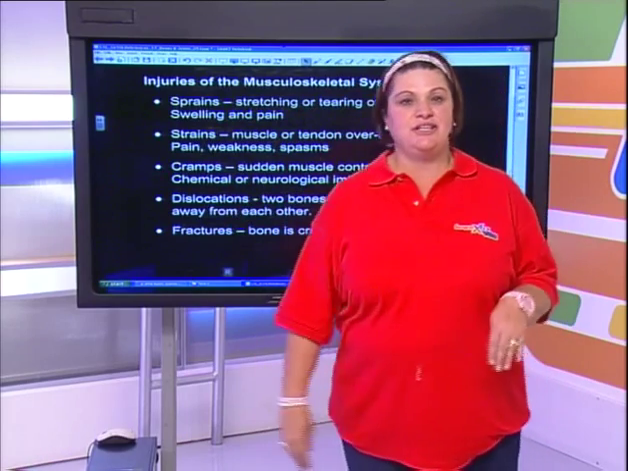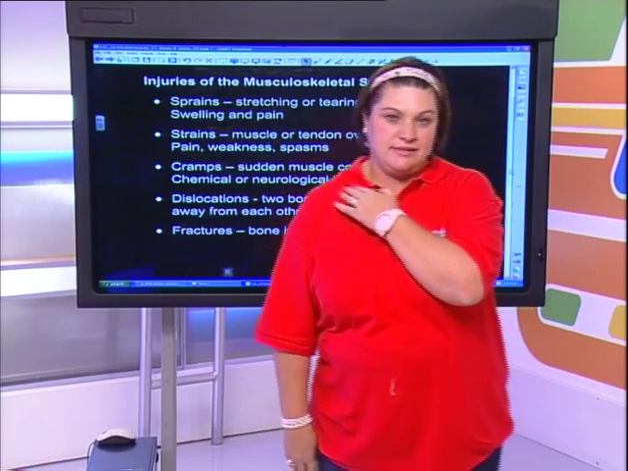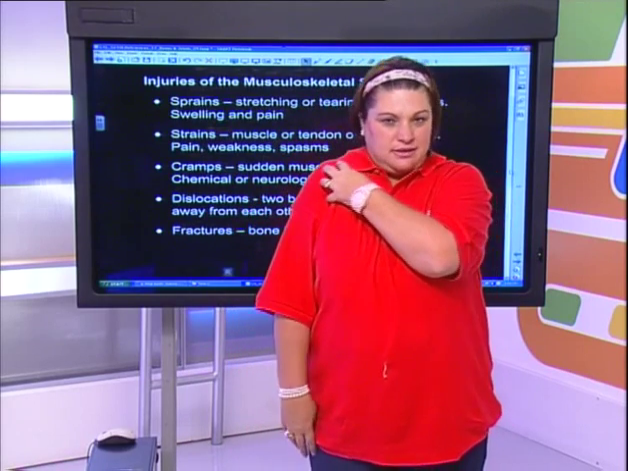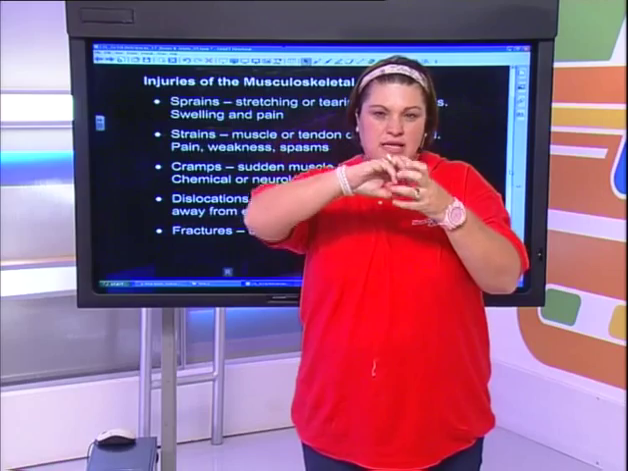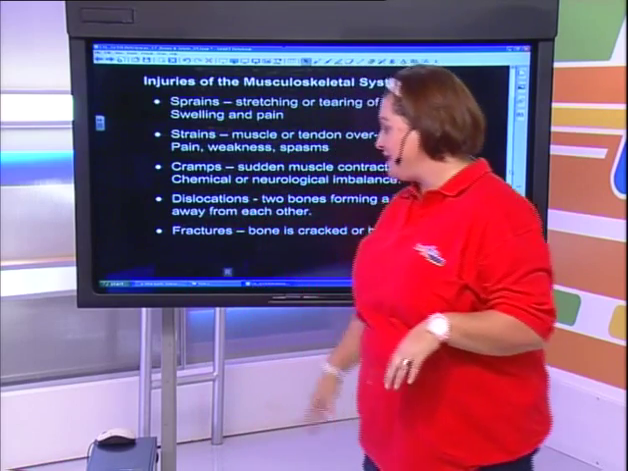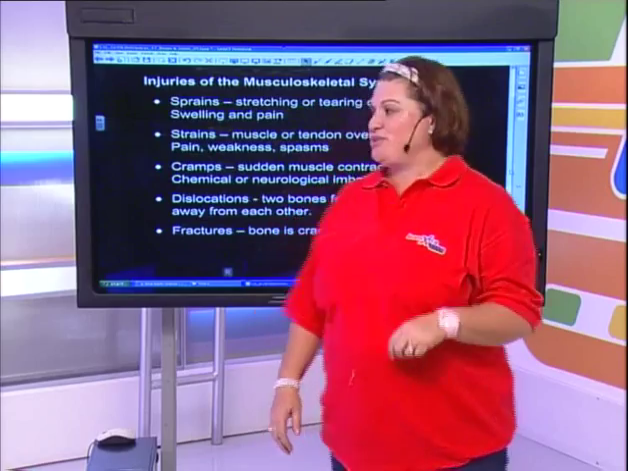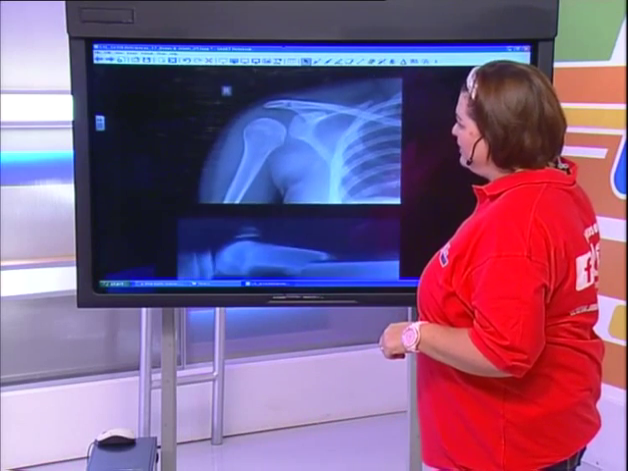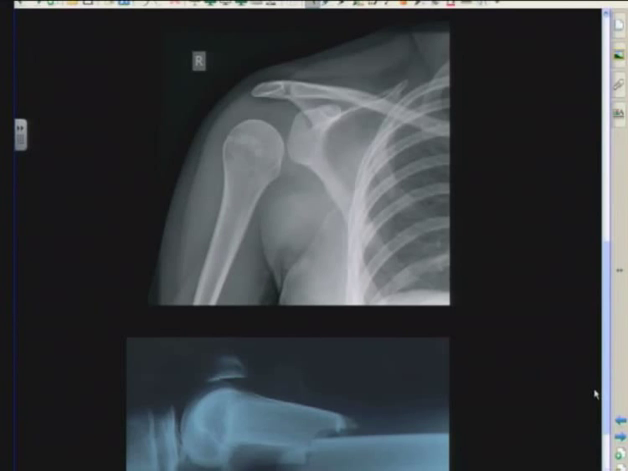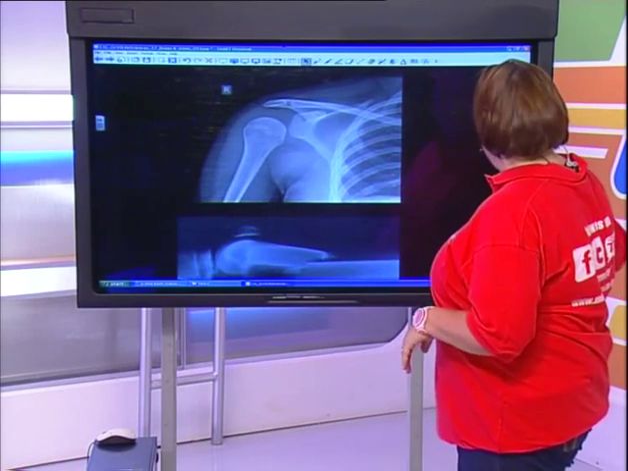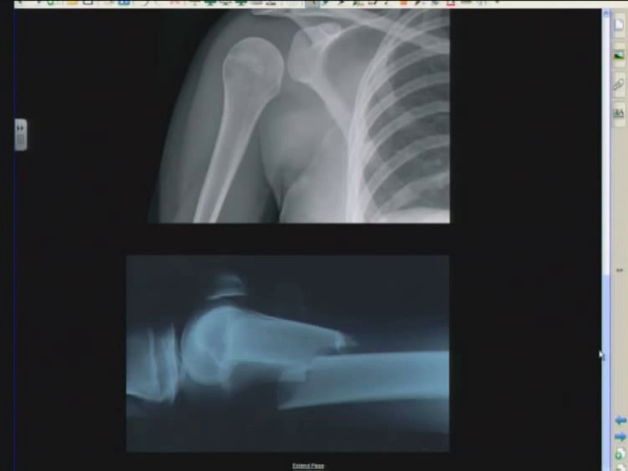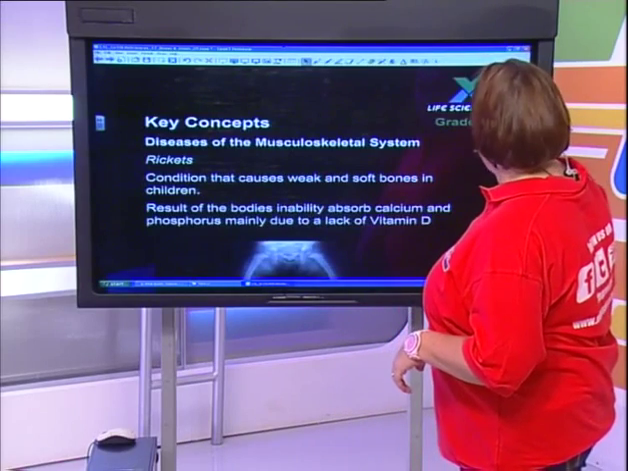Dislocations. Those of you, especially rugby players, what happens is the whole joint comes out of place. The two bones that meet come out of place with each other. And a fracture is where we have a break. Have a look over there. I've put two x-rays in. Look at this dislocation. The head of the humerus is way out of the socket where it's supposed to be. This looks very sore. You can have a look over here. There's the bone, and it's broken. So it's a fracture.